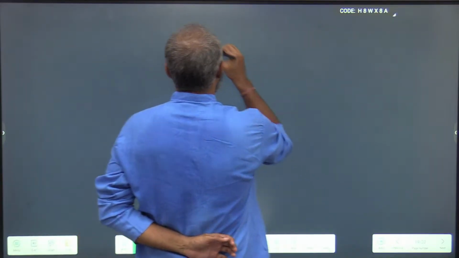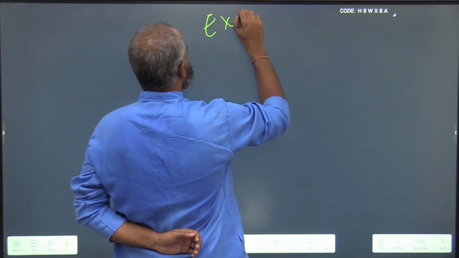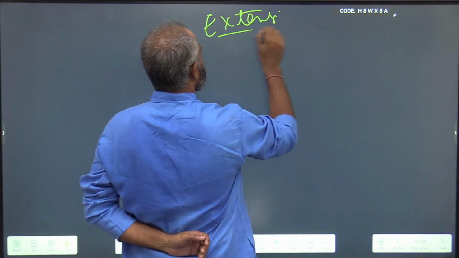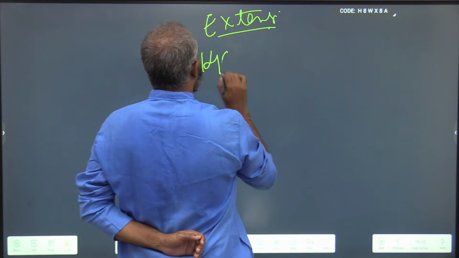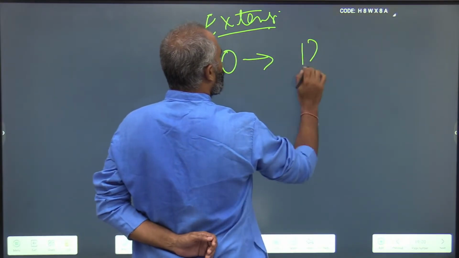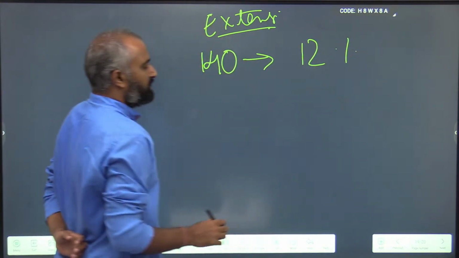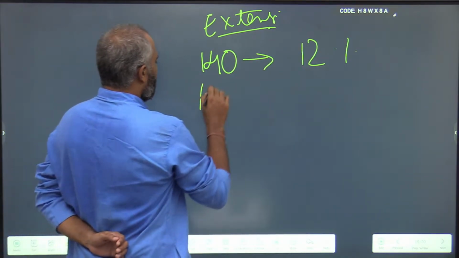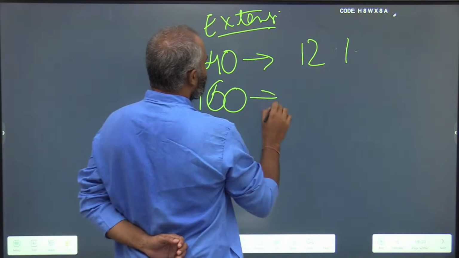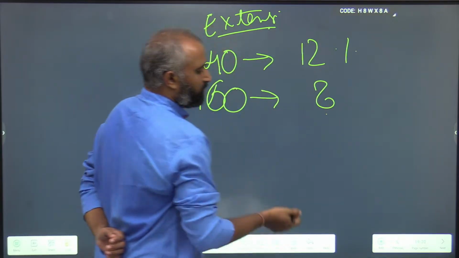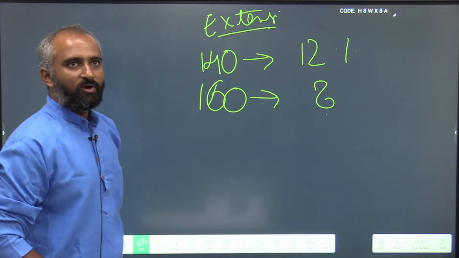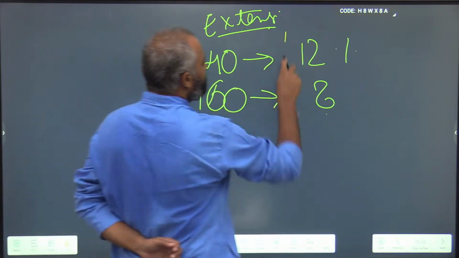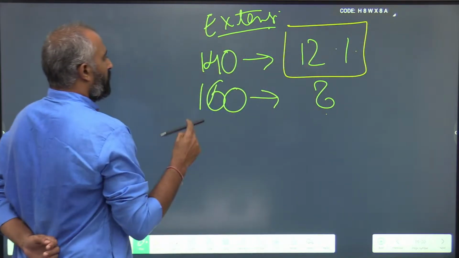Now let us see this as an extension of percentages. Selling at 140 rupees, it is 12%. Now if I am selling at 160 rupees, what is the profit percent? You see, what is this profit percent telling you?